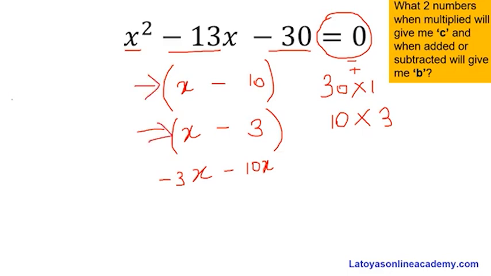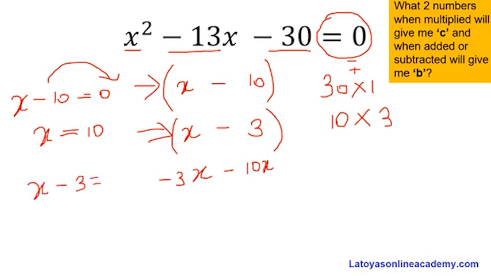Now it's equal to 0, so we need to solve. X minus 10 is equal to 0. I leave everything that has x on one side, take everything that doesn't have x on the other side. It's going to be x is equal to positive 10. The next bracket, I'm going to have x minus 3 is equal to 0. Leave everything that has x on one side, take everything that does not have x on the other side. So it's going to be x is equal to positive 3.